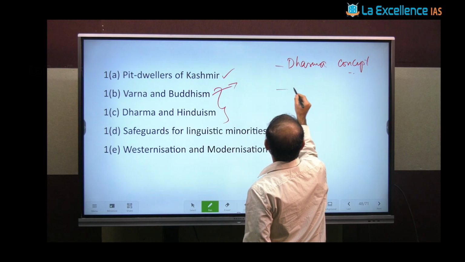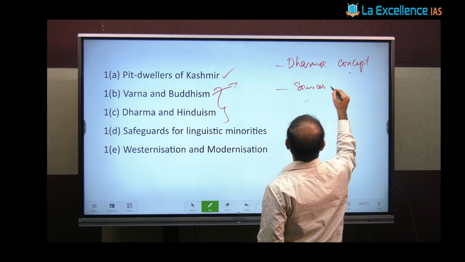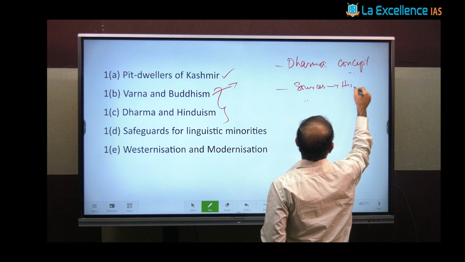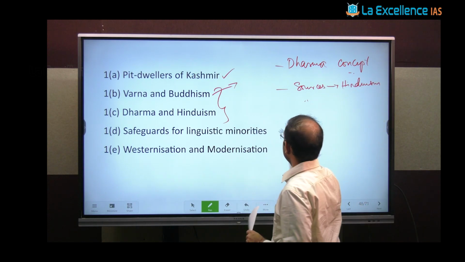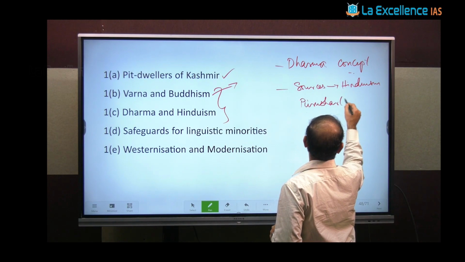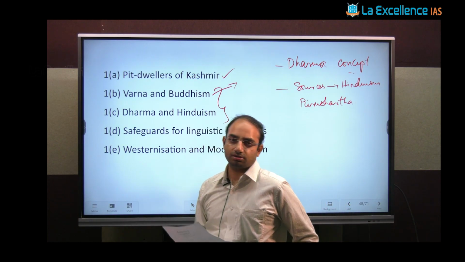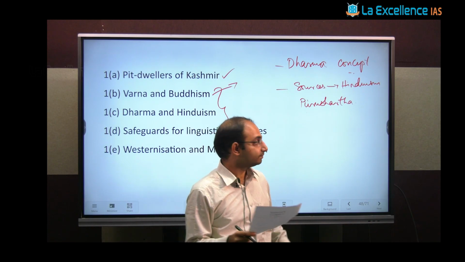And then you can say that traditionally Dharma has been religion. So traditional Dharma has been sourced from Hindu texts. So you can talk about how Hinduism preached Dharma. Here you can describe Purusharthas, and Dharma is one of the Purusharthas.